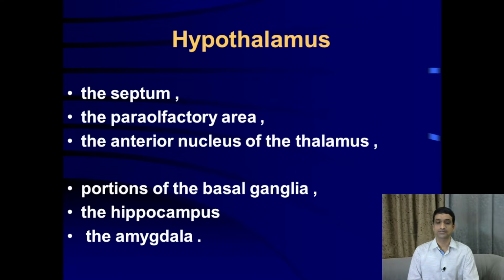The first and foremost, always you need to start with the hypothalamus. This is the center of all these components as well as the most important part of this limbic system. It plays a major role in terms of its interconnections with all these parts as well as other parts of the brain. So that is the reason we are starting with the hypothalamus as head. It is actually number one part of the limbic system. Then you can see the septum, para-olfactory area, anterior nucleus of the thalamus, portions of the basal ganglia, the hippocampus, and finally the amygdala.